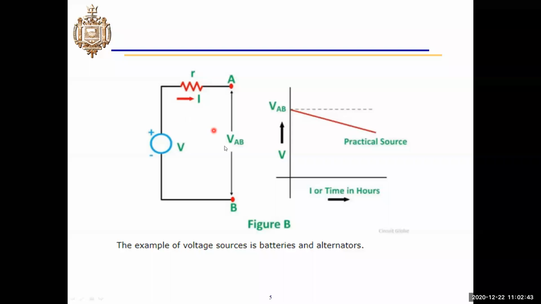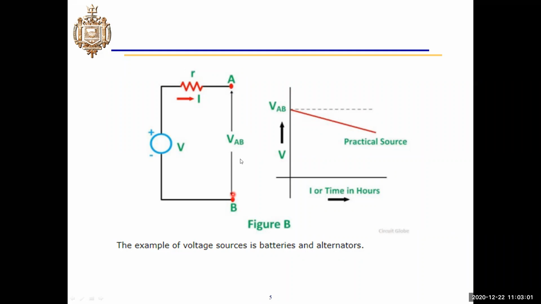Okay, that means what is the VAB here? V minus I into r. So this total voltage minus this drop is called VAB. V minus I into r. V is equal to I into r, right? What is the voltage across the resistor? V is equal to I into r. I into r is called the voltage drop across this resistor.